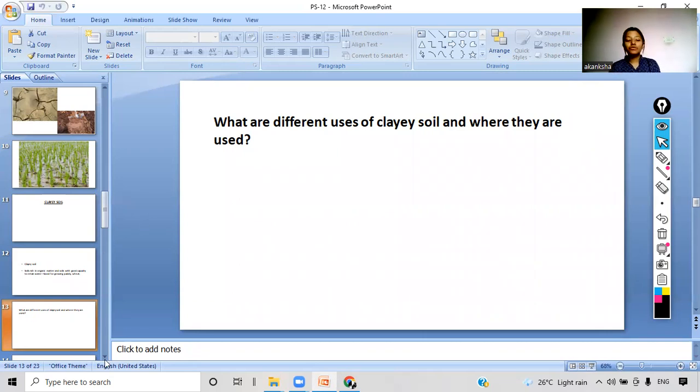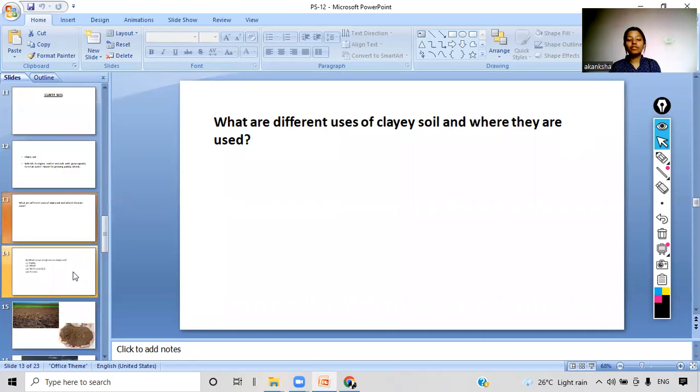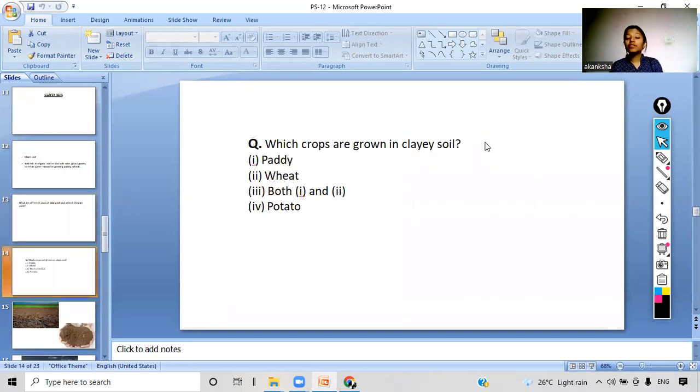So now we are coming to our main question for this topic. That is, which crops are grown in clay soil? Paddy, wheat, both 1 and 2, or potato? So you have to answer it now. I will give you 5 seconds and then we will discuss the right answer.